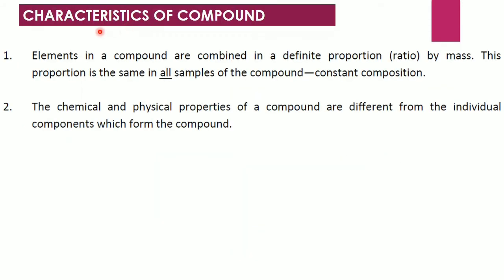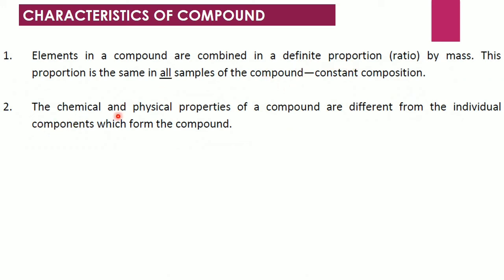The characteristic of a compound is that the elements in a compound are combined in a definite proportion by mass. This proportion is the same in all samples of the compound. For example, water. No matter what type of water, it must be made from hydrogen and oxygen atoms, and the proportion must be 1 oxygen and 2 hydrogen. So they are combined in a definite proportion.